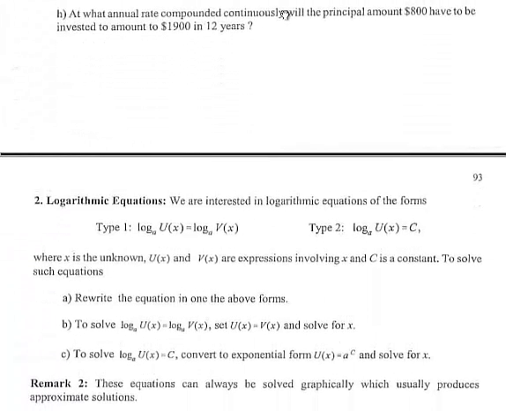At what rate compounded continuously will the principal amount $800 have to be invested to amount to $1,900 in 12 years? So I'm assuming we have the same rate from above. $1,900 is the amount we want in t years, and then the initial amount, $800, sits in front of the exponential function. And then the exponent of e is kt, where our rate is 0.025.